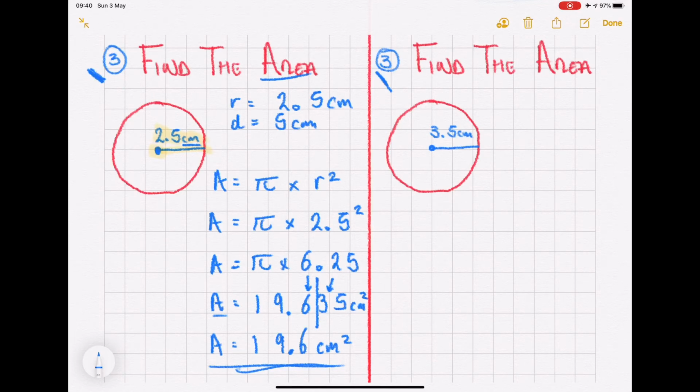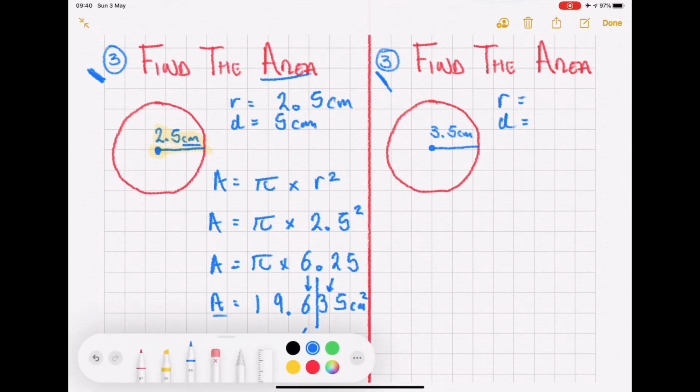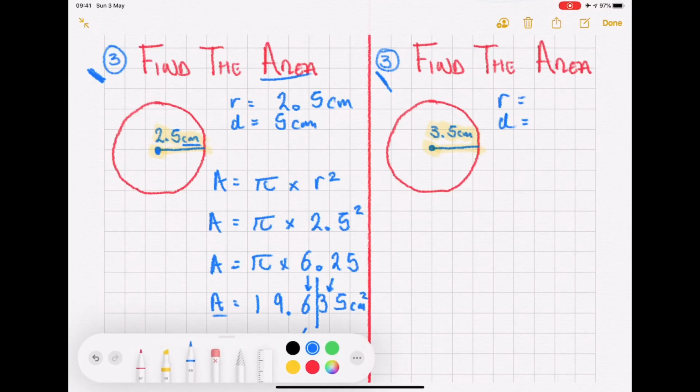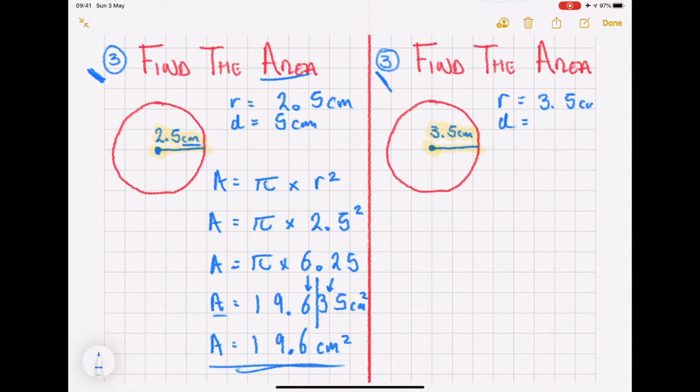Okay, let's go through it. So, circle question, radius, diameter. First thing, always. What have we been given? We've been given the length that goes from the centre to the outside. We've been given the radius. So our radius is 3.5 centimetres. Therefore, our diameter is double that. Our diameter is 7 centimetres. Okay? We're finding the area. So we write out our area equation. Area equals pi times by r squared. Then we substitute in our r value, so area equals pi times by 3.5 squared.